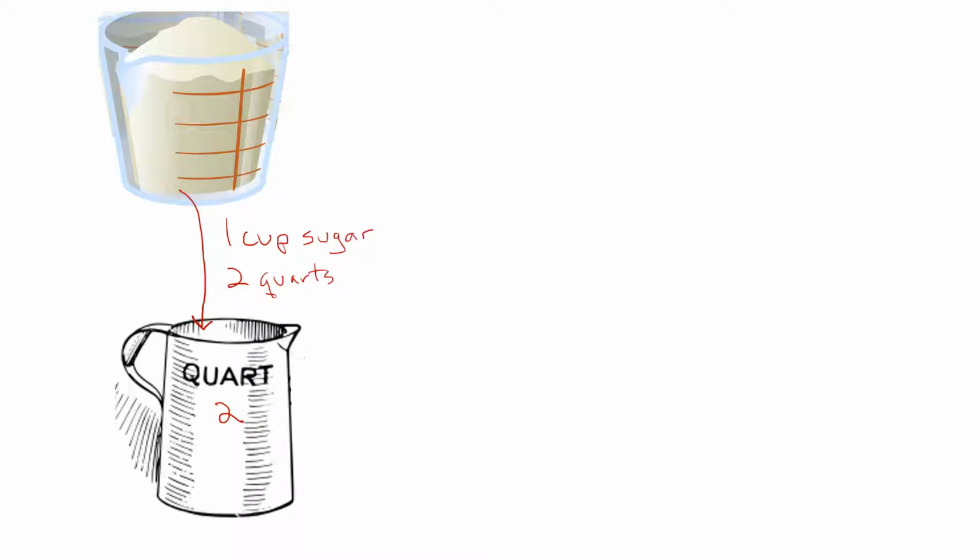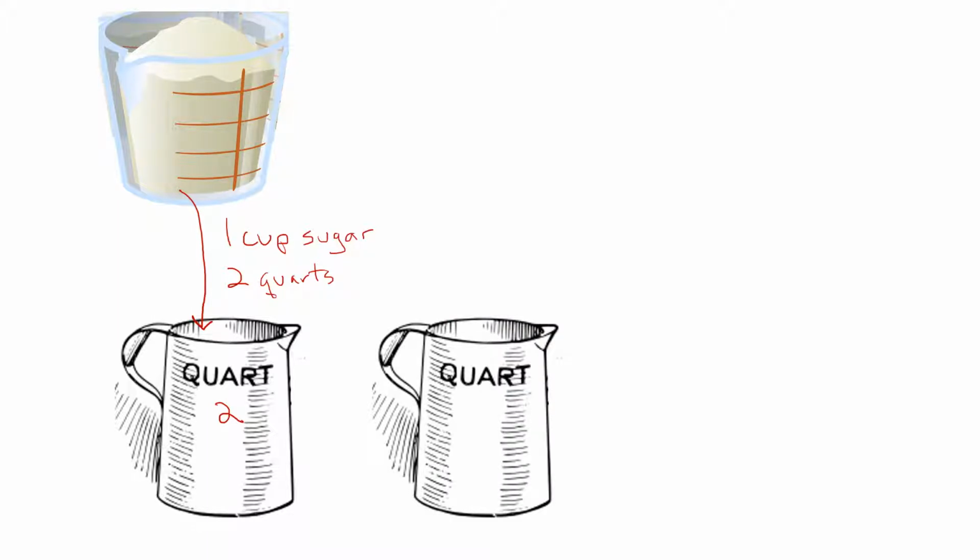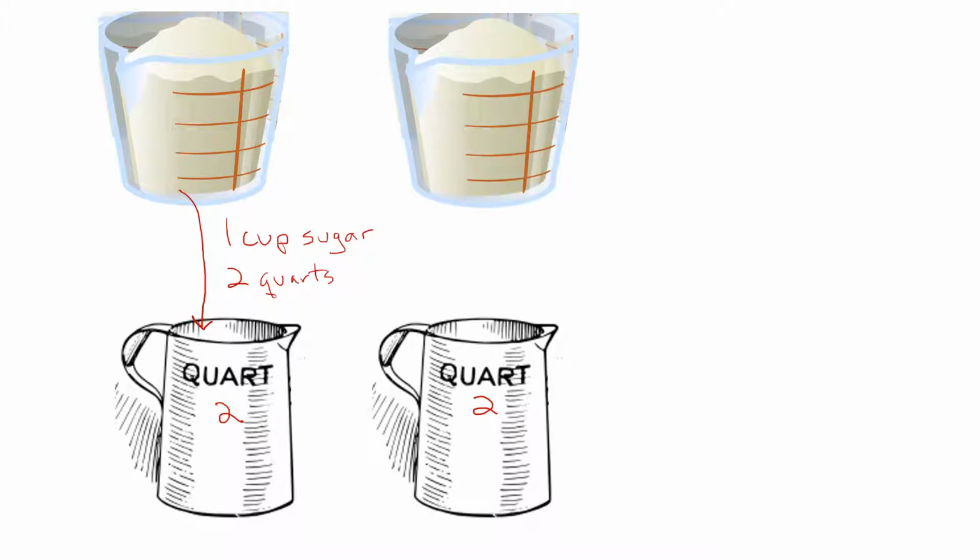What if I want to make another 2 quarts of Kool-Aid? Well, of course, I add another cup of sugar to that next 2 quarts of water. So it's always 1 cup of sugar per 2 quarts of water. No matter how many quarts I want to make, it's the same addition rate, 1 cup of sugar per 2 quarts of water.